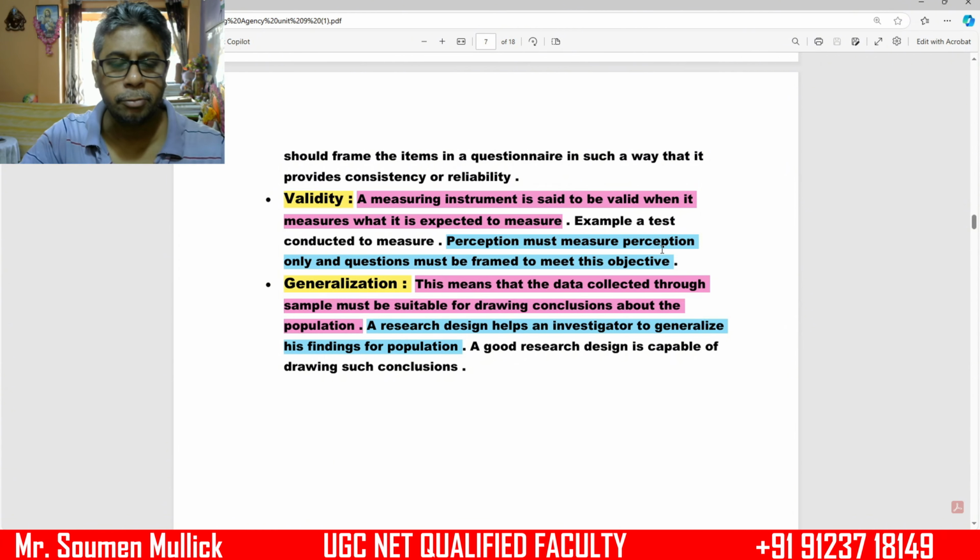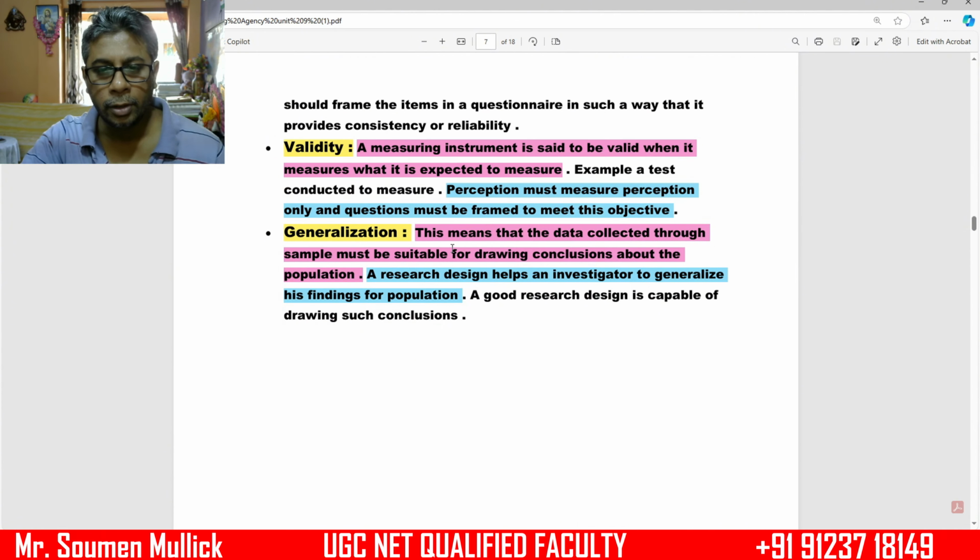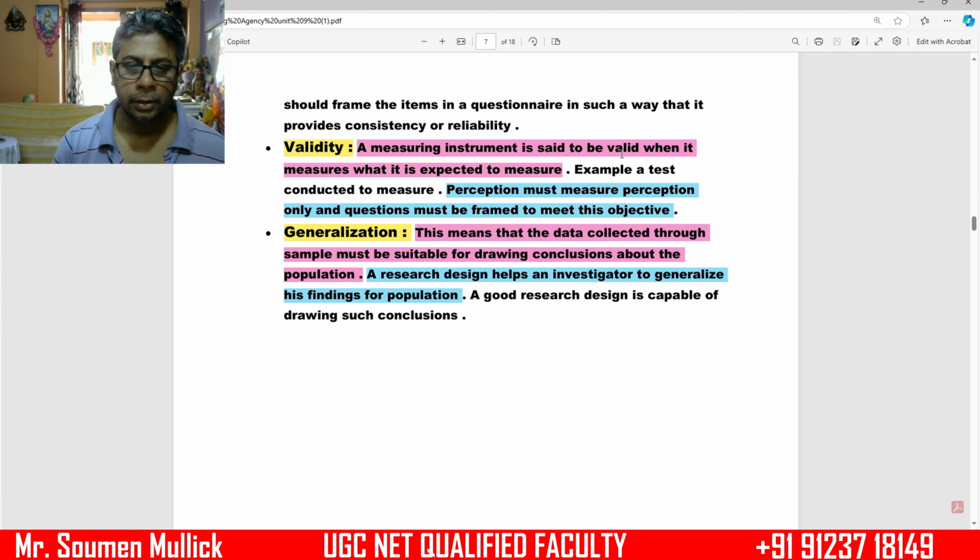And generalization, this means that the data collected through a sample must be suitable for drawing conclusions about the population. A research design helps an investigator to generalize his findings for the population. So these are the important aspects to satisfy the four important conditions of research design.